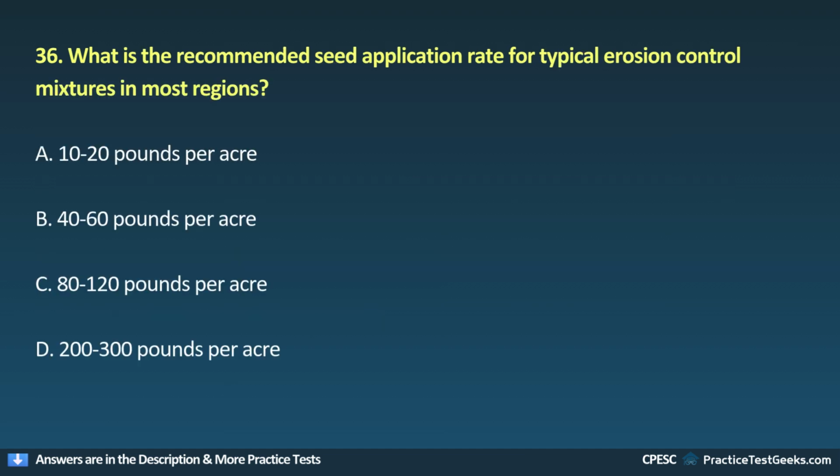36. What is the recommended seed application rate for typical erosion control mixtures in most regions? A. 10 to 20 pounds per acre. B. 40 to 60 pounds per acre. C. 80 pounds per acre. D. 200 to 300 pounds per acre.